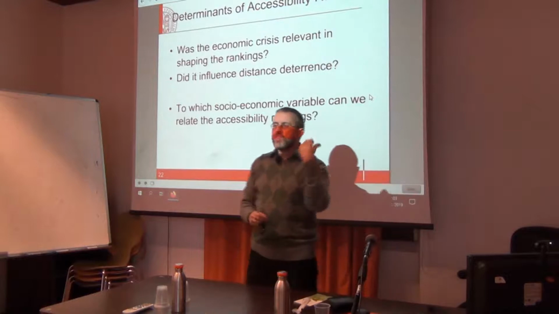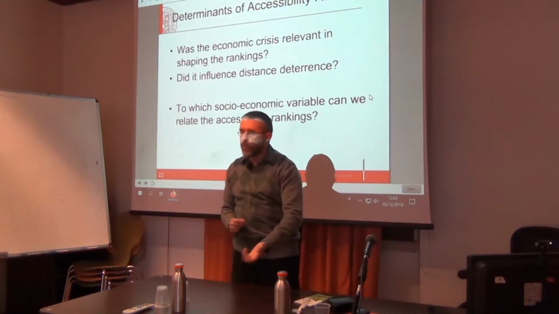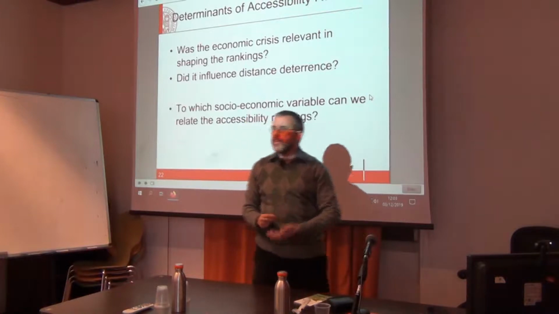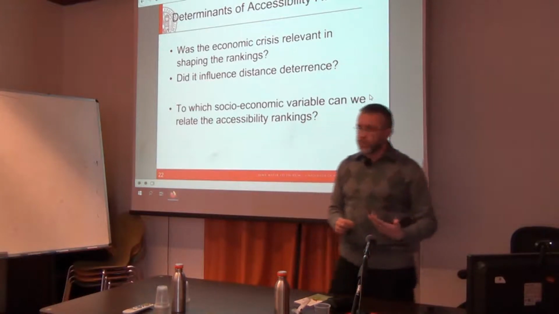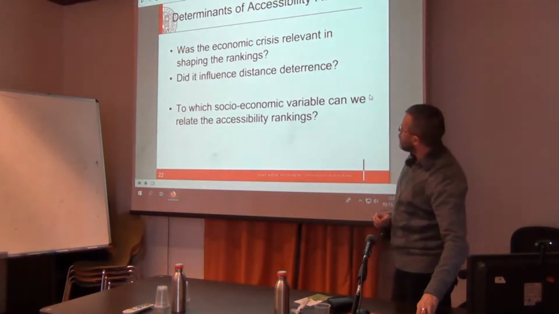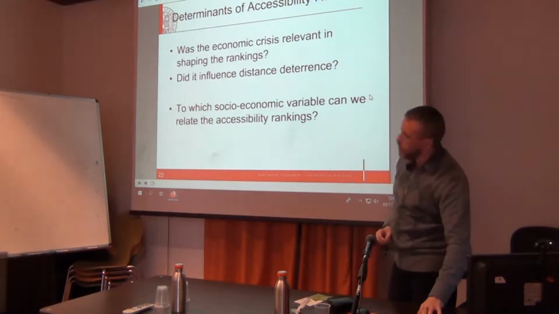They just tell us, okay, Emilia-Romagna is the most accessible, Veneto is the second most accessible, some regions have very scarce accessibility, and in a stable way. What can we say about that? So what we try to do is to relate these rankings to possible determinants.